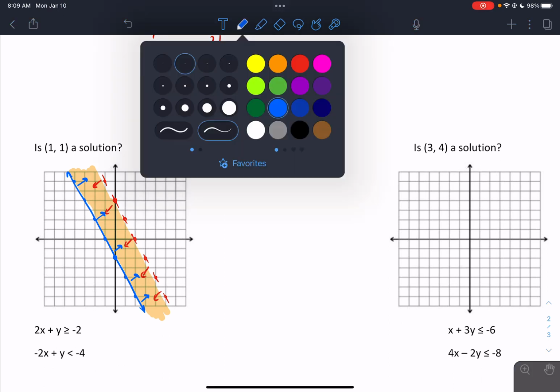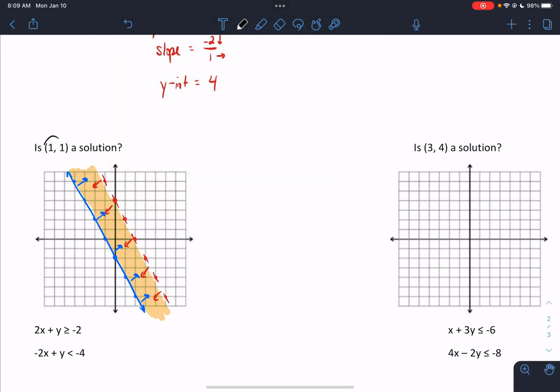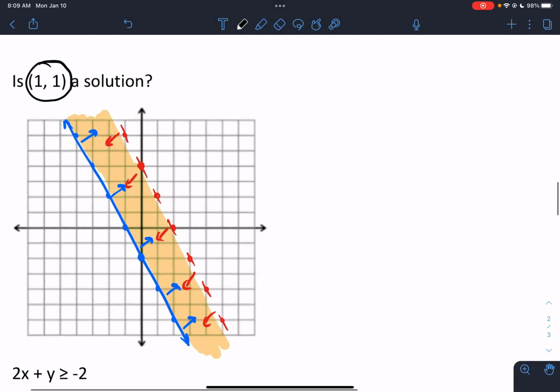Then to answer this question here, looking at that ordered pair 1, 1, is that a solution? So I look right here, put a big dot at 1, 1. That is in my shaded region, so yes, it's a solution.